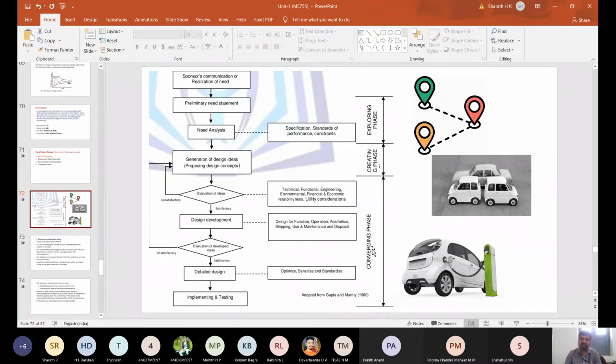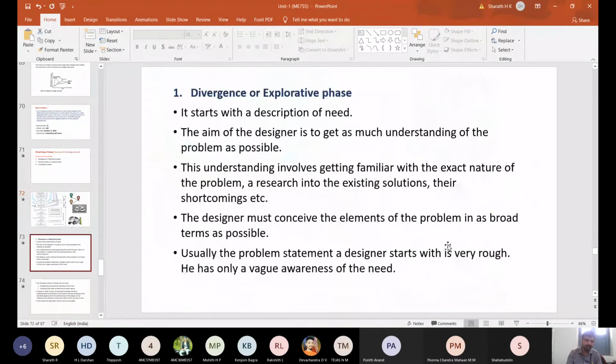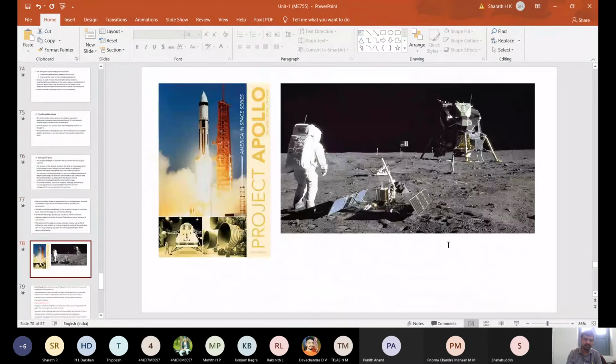So in morphology of design, there are three phases: explorative phase, creative phase, and convergence phase, that we discussed in the previous class by considering an example of a need for a person to travel from Bangalore to Mangalore. In today's class we are going to consider another example, related to Project Apollo.